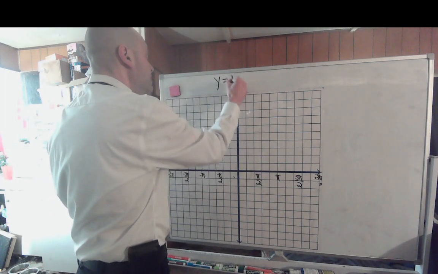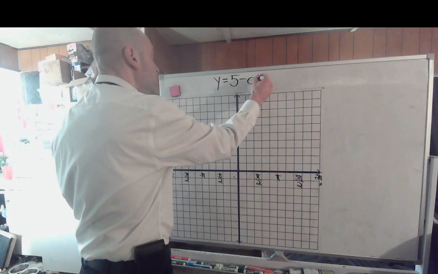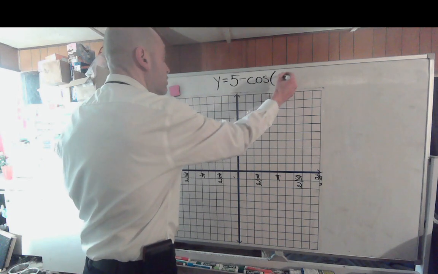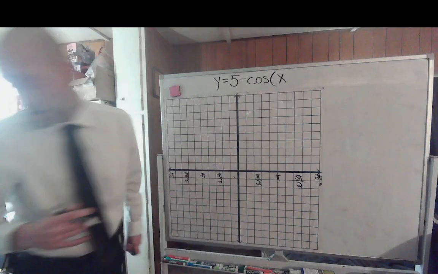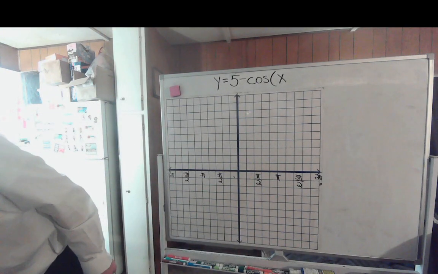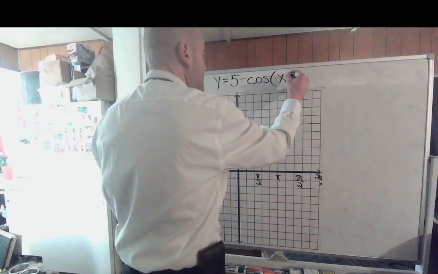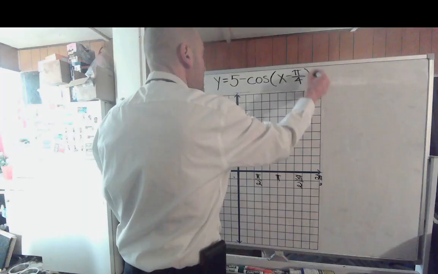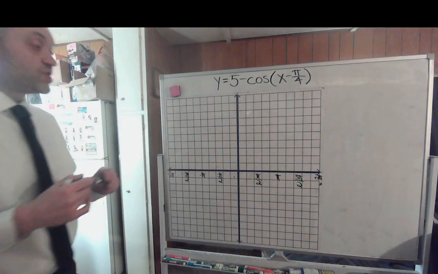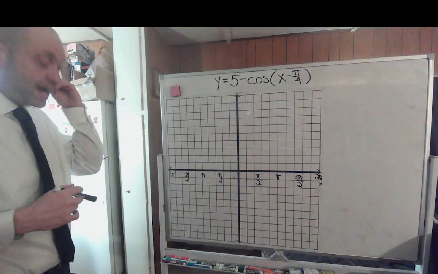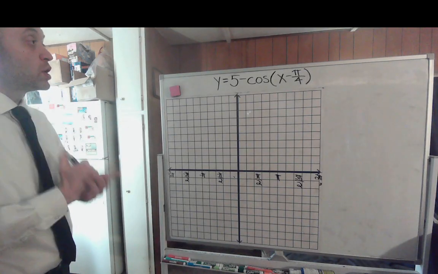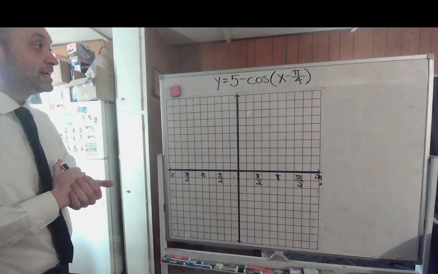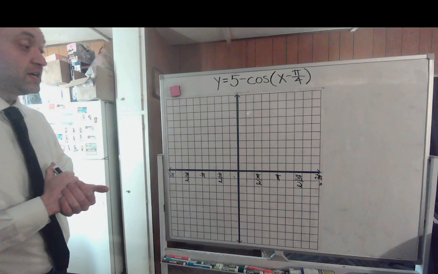We have y equals 5 minus the cosine of the quantity of x minus pi all over 4. Ouch. Alright, so yeah, we got some shifting going on here.